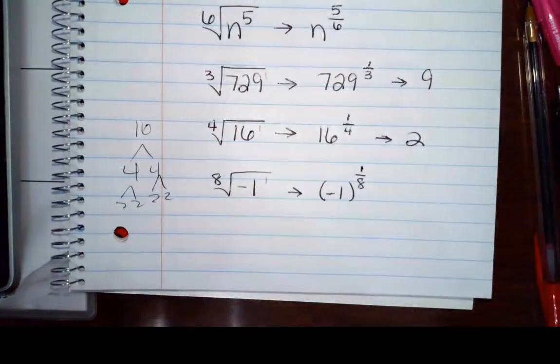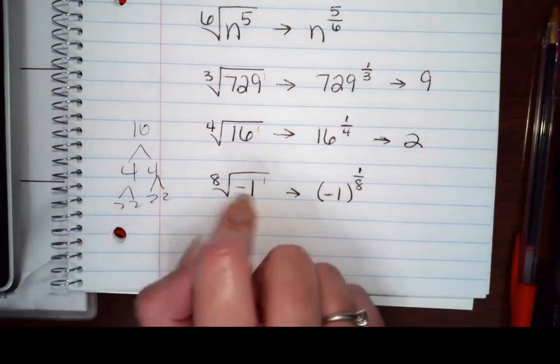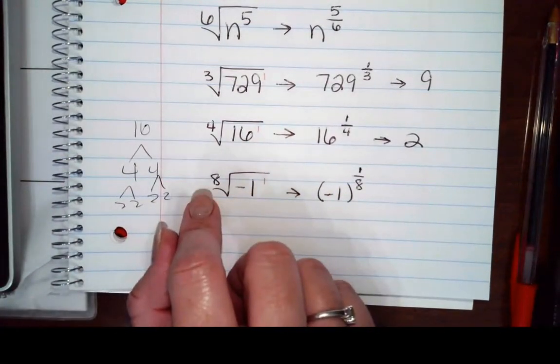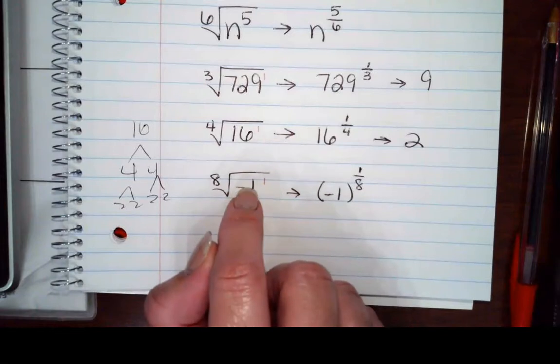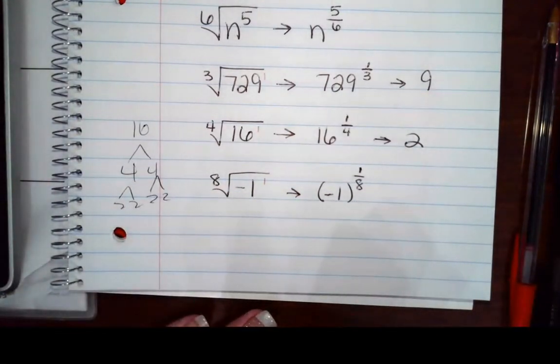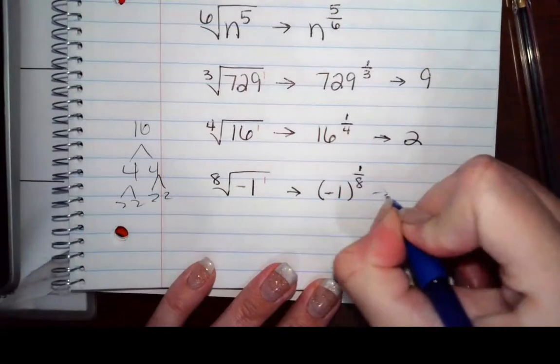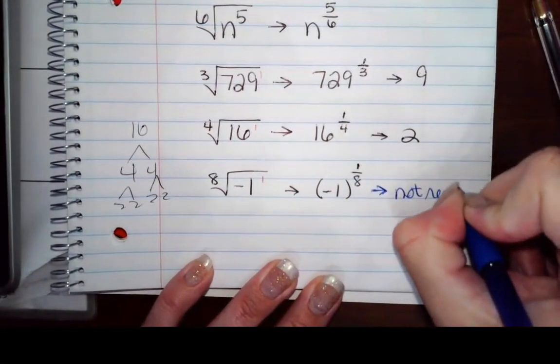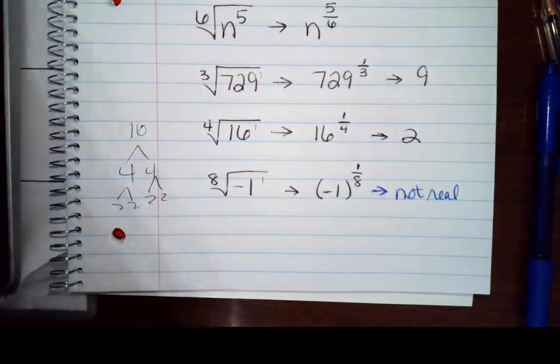Okay, so what's the issue? Well, remember, negatives under even roots will take you to imaginary number land. So a negative under an even root will take you to imaginary number land. So what you have is this is not real. That's going to be a not real answer.